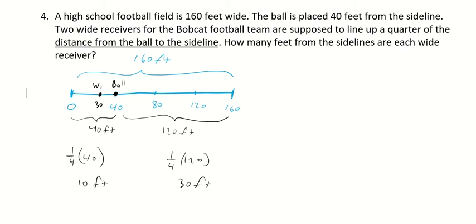And then wide receiver 2 is going to be 30 feet from the ball on this side at 70 feet. And this is wide receiver 2. Now the question asks, how many feet from the sidelines is each wide receiver? So we need to find this distance and this distance.